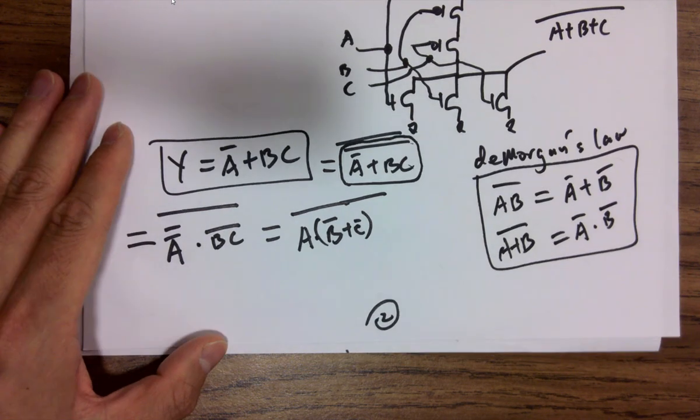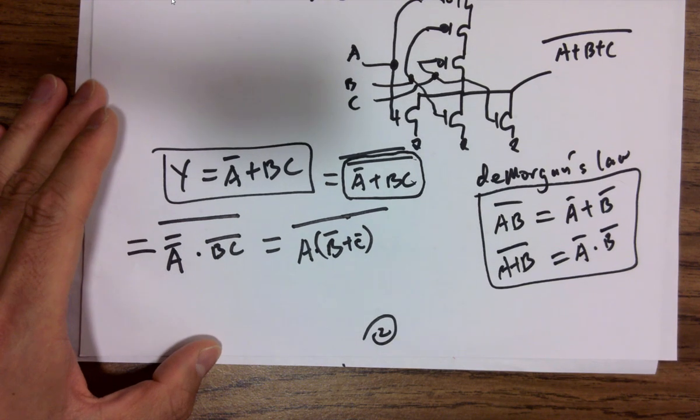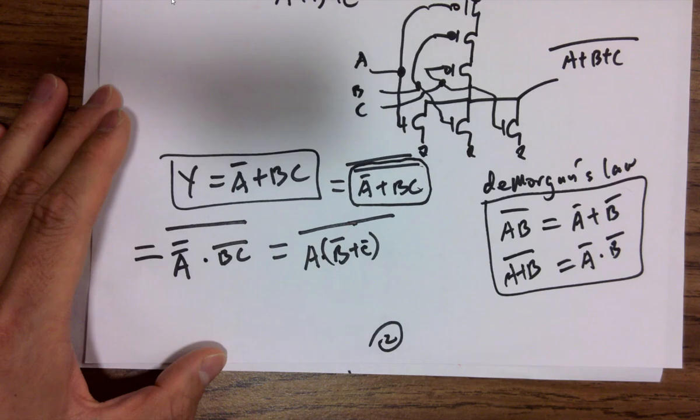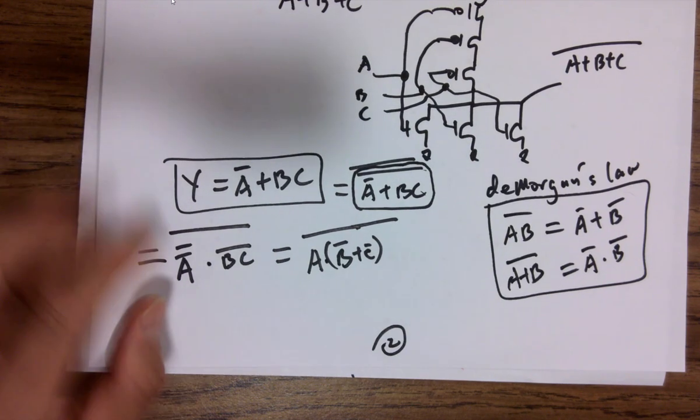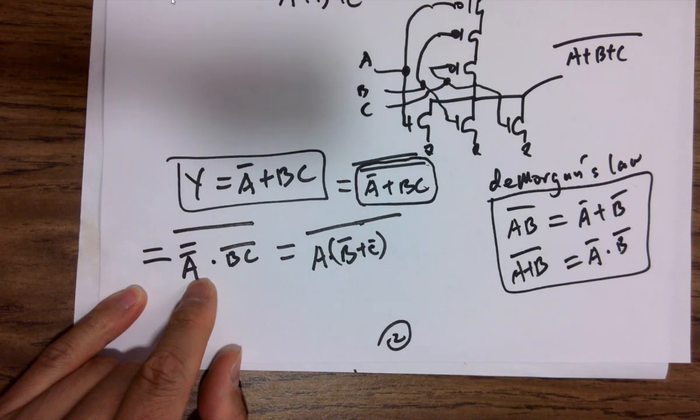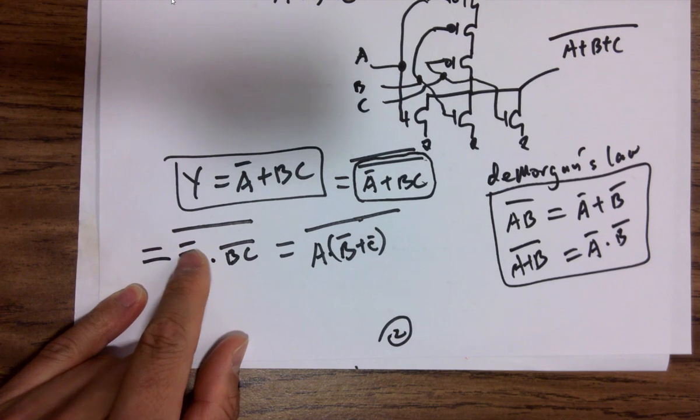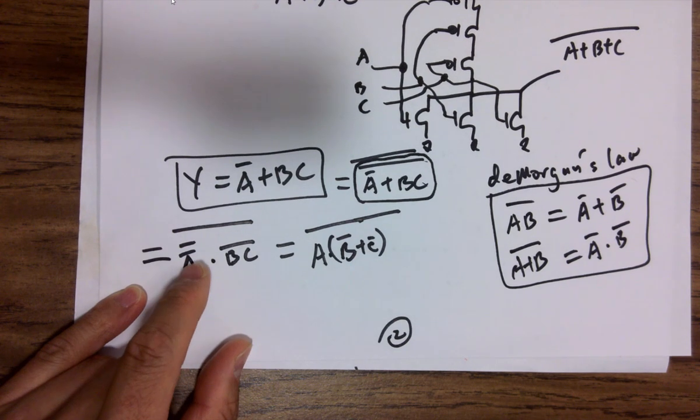Questions? Why didn't you change the sign for the A? Is it because the 2 bars canceled out, and that's why you got it? Yeah, invert twice, right? 2 inverters. Oh, okay.